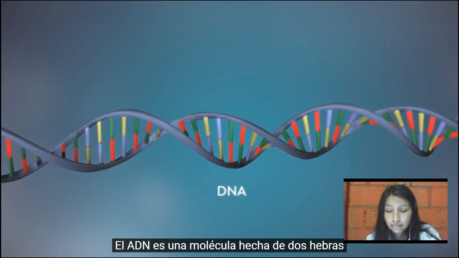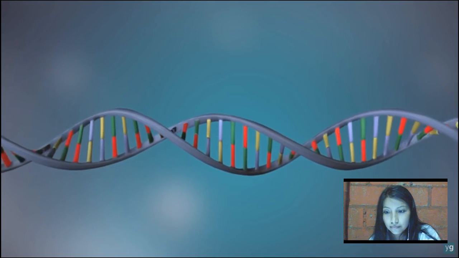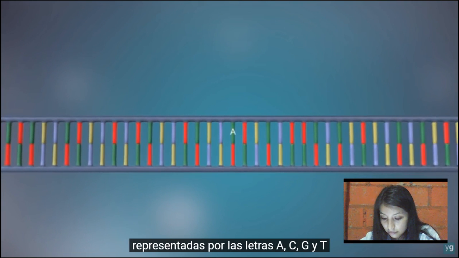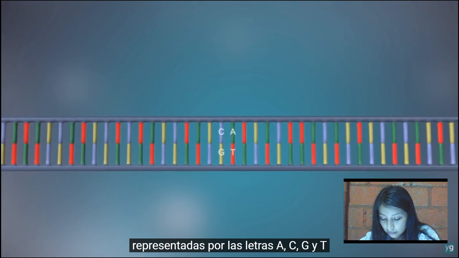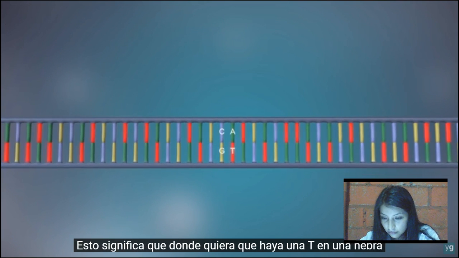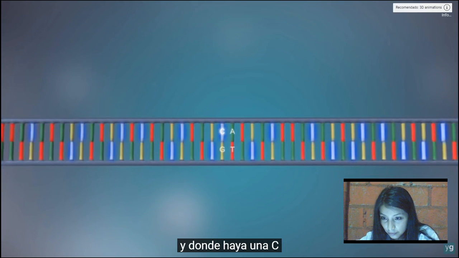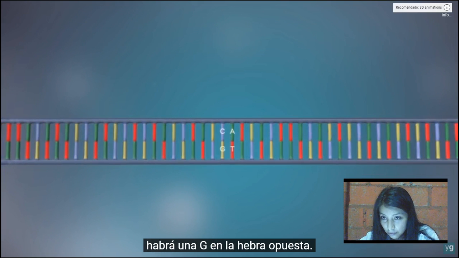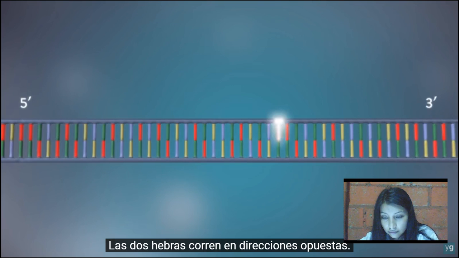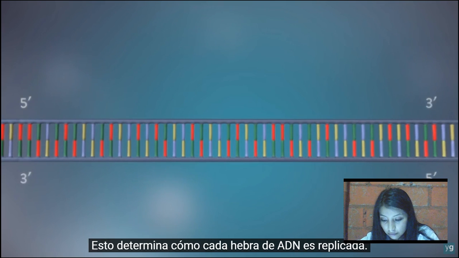DNA is a molecule made up of two strands, twisted around each other in a double helix shape. Each strand is made up of a sequence of 4 chemical bases, represented by the letters A, C, G, and T. The two strands are complementary. This means that wherever there's a T in one strand, there will be an A in the opposite strand, and wherever there's a C, there will be a G in the other strand. Each strand has a 5' end and a 3' end. The two strands run in opposite directions. This determines how each strand of DNA is replicated.